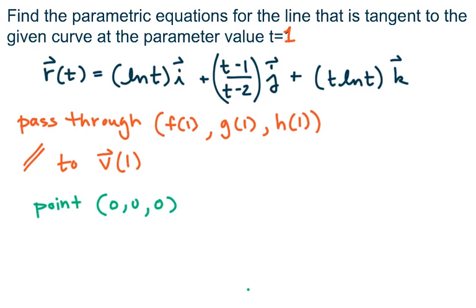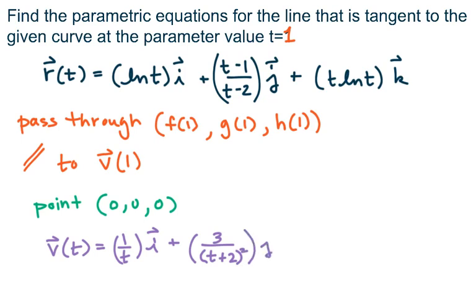So my derivative here, v of t, well, the derivative of the natural log of t is 1 over t, times i, plus the derivative of t minus 1 over t plus 2. We use our quotient rule for differentiation. We end up with 3 over the quantity t plus 2 squared, and that would be times my j vector, plus the derivative of t times the natural log of t. We have to use the product rule for that derivative, and we end up with the natural log of t plus 1 k.